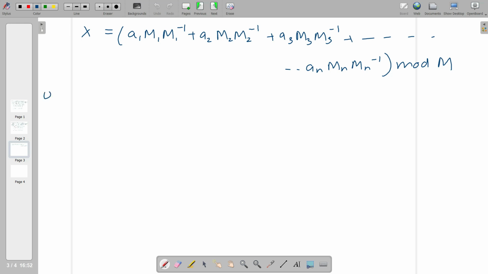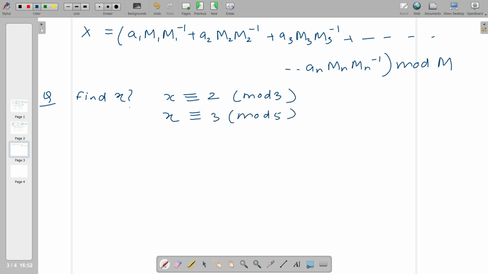So let's say the question states: solve the following equation using CRT, or you can say find x. What is given to us? x is congruent to 2 mod 3, x is congruent to 3 mod 5, and x is congruent to 2 mod 7.